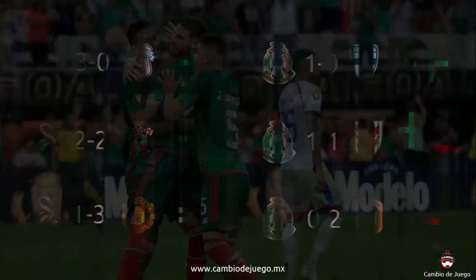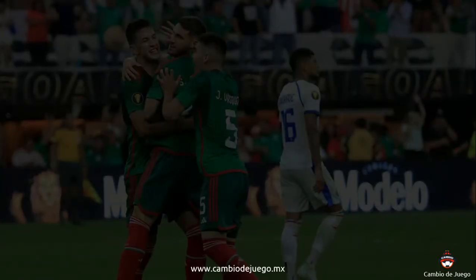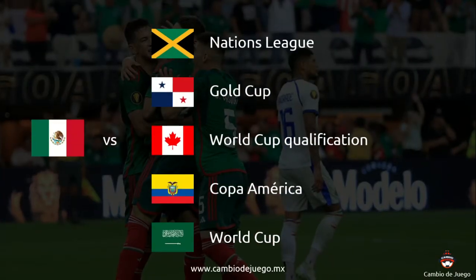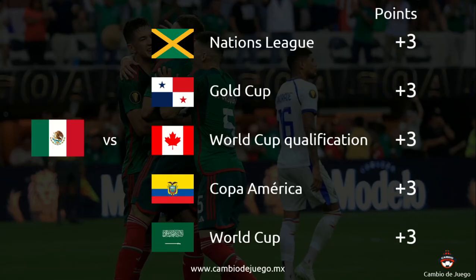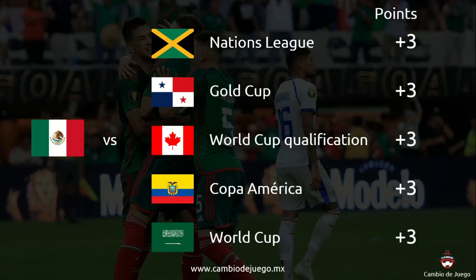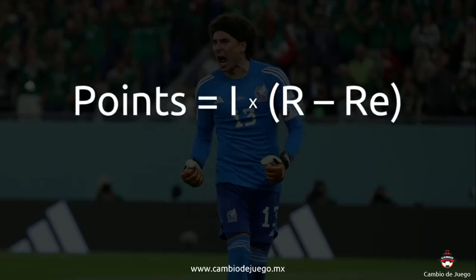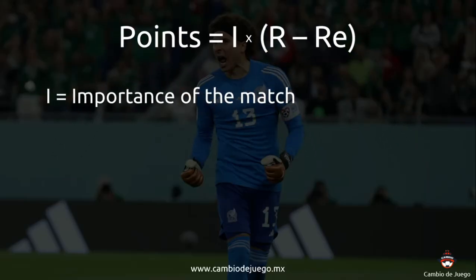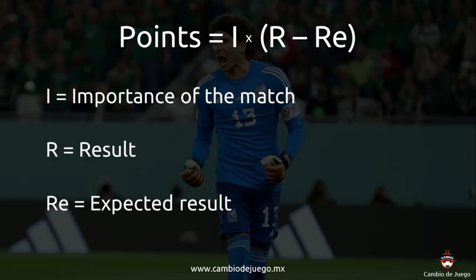Similarly, not all matches and results are worth the same. We are accustomed to get the same points regardless of the opponent or competition. But here, how many points you gain or lose is calculated with this formula, where I is the importance of the match, R is the result, and RE is something called the expected result. Let's have a look at them one by one.